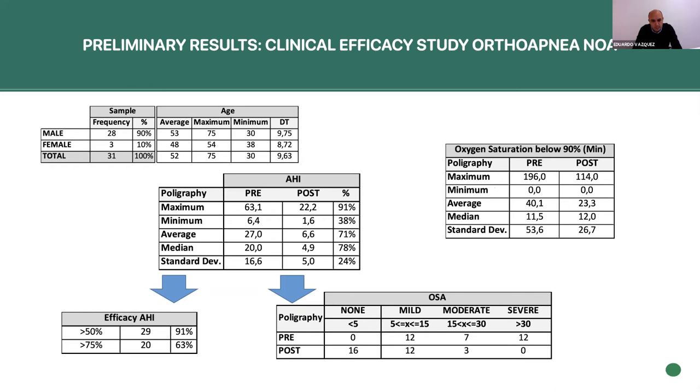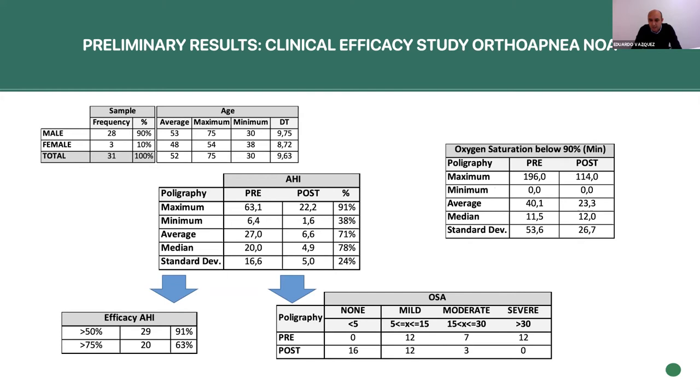And when using the NOA and then doing the post-polygraphy, we could see that the average apnea hypopnea index was reduced to 6.6. We can see also the efficacy in terms of percentage: 91% of the sample had a decrease in the apnea hypopnea index of more than 50%, and 63% of the sample had a decrease of more than 75%. You can see also that in the pre-polygraphic study, we had no patients with less than 5 apneas per hour. We had 12 patients with mild OSA.